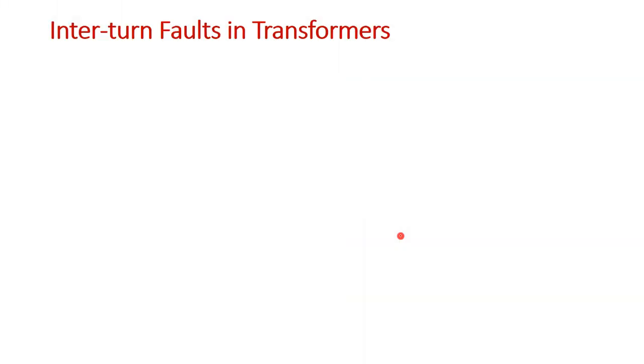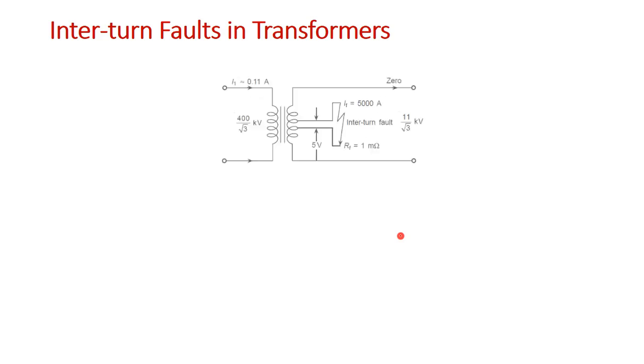Now we will see in this lecture some of the incipient faults and also interturn faults, which are very important because they do not reflect much to the differential relay or the overcurrent relay, but gradually accumulate by the aging effect and become very severe. It creates a severe fault condition if it remains for a longer duration.